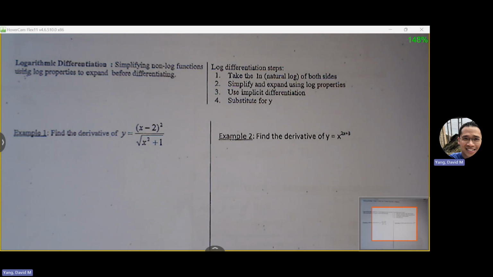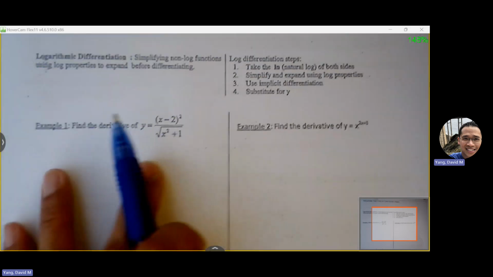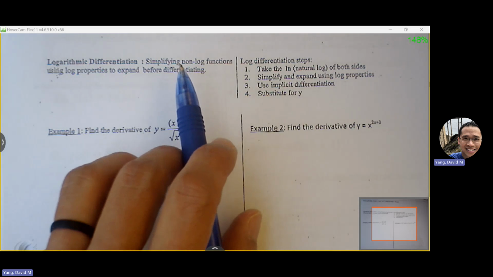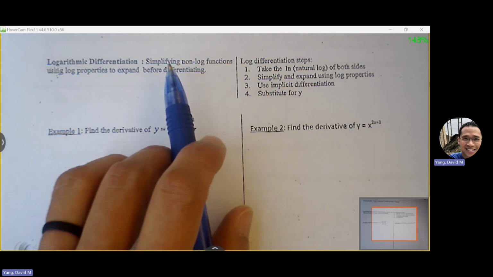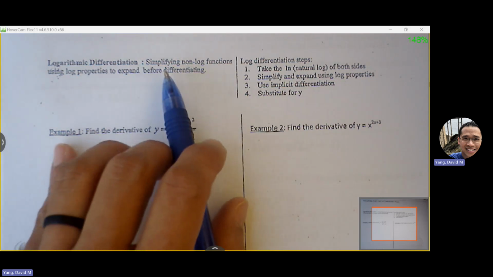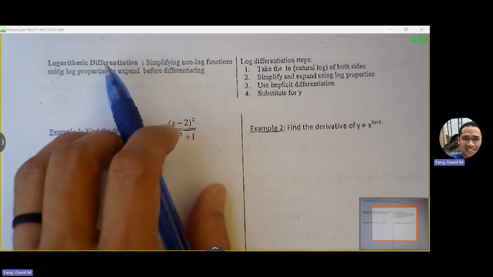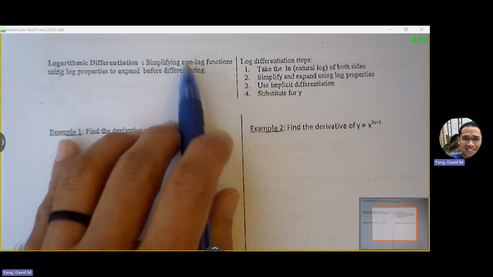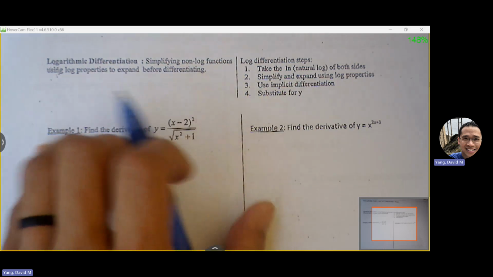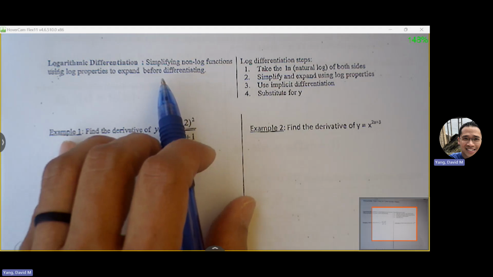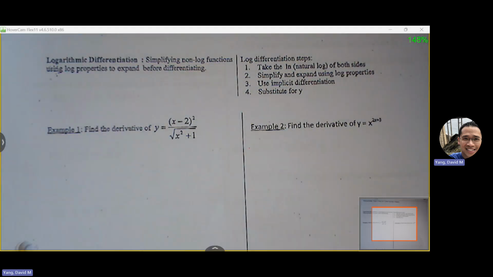This is log differentiation. The idea is, yesterday we learned that there's all these properties available to us that can make our derivative process easier. And we're going to continue with that idea. Log differentiation is where we take a non-log function, so there's no logs to begin with, and we introduce logs into it so that we can take advantage of these properties and so that we can expand and have an easier time with our derivative.